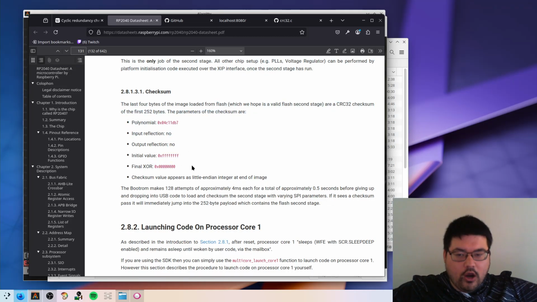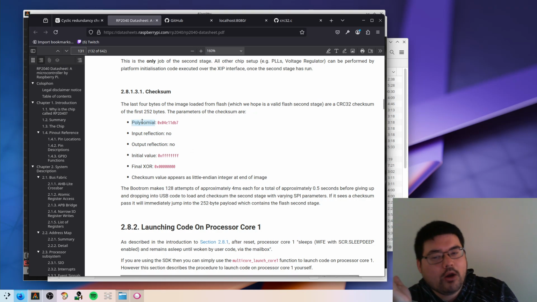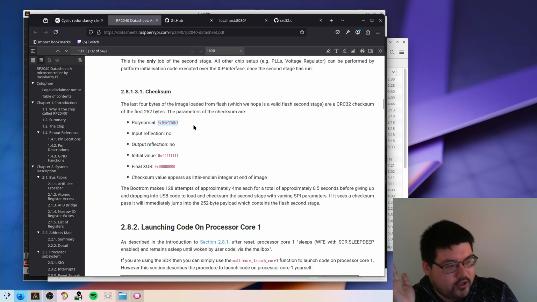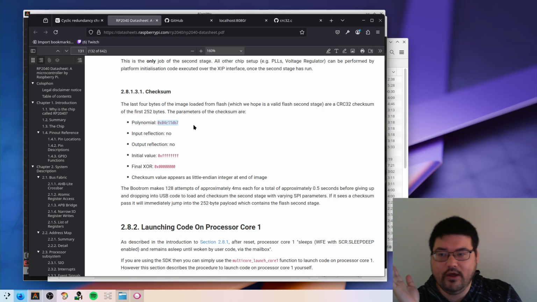What are we talking about, dude? Polynomials? Why are we talking about polynomials? This is just a number, right? And so that sent us on this little side quest to look at CRCs.